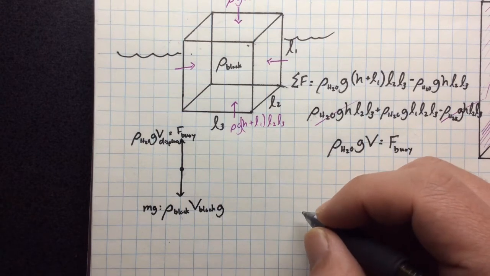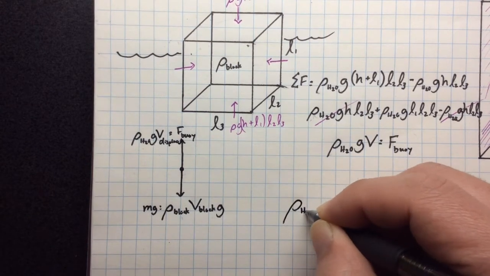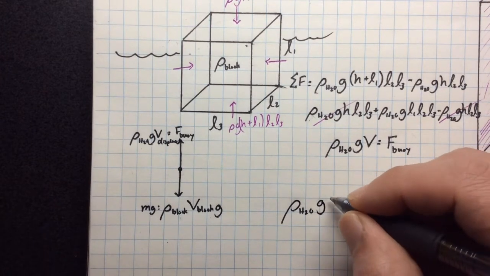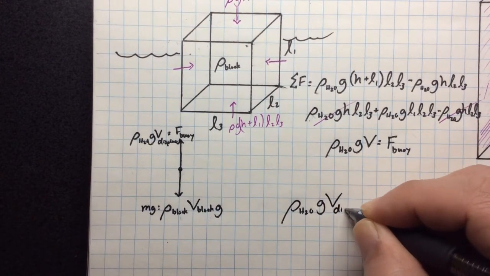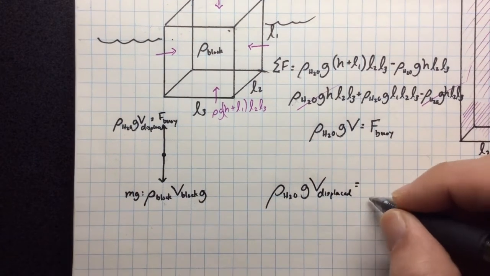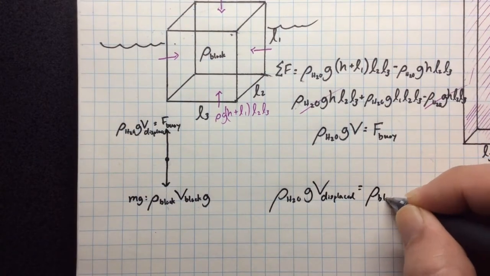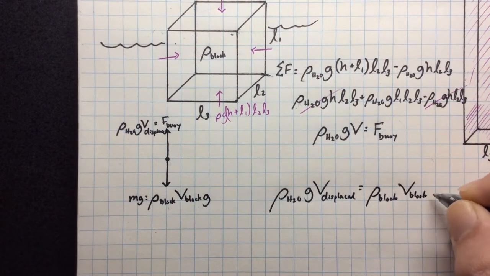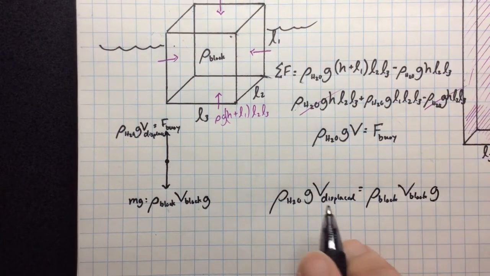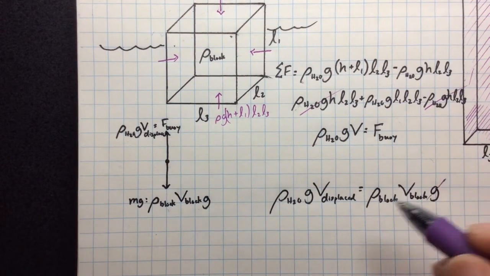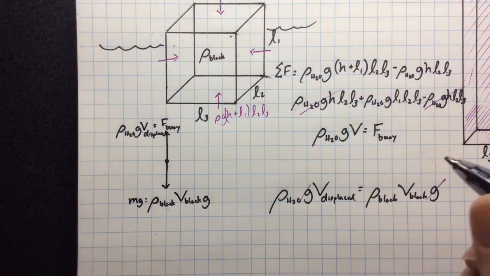So let's just take the rho H2O g volume displaced and set that equal to the rho block volume of block times g. I hate how these are in different spots, but we'll deal. g apparently cancels out. And then I'm going to do one more thing.